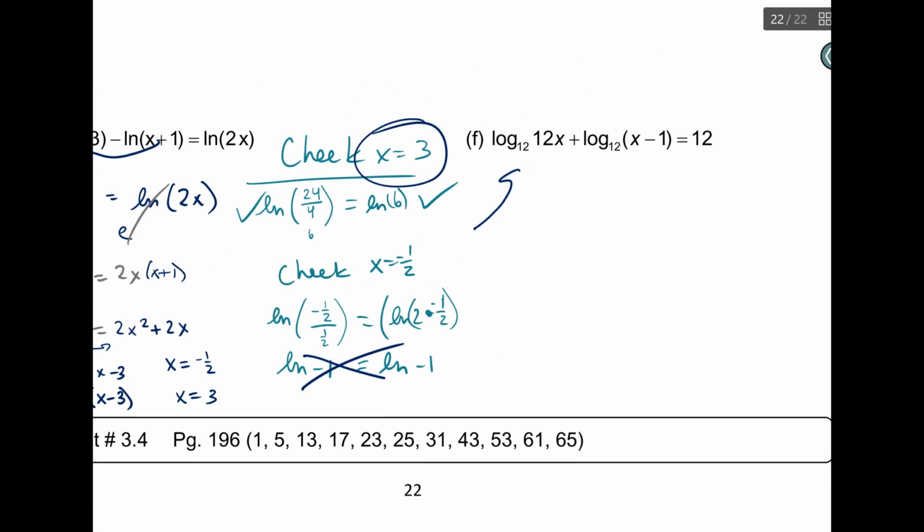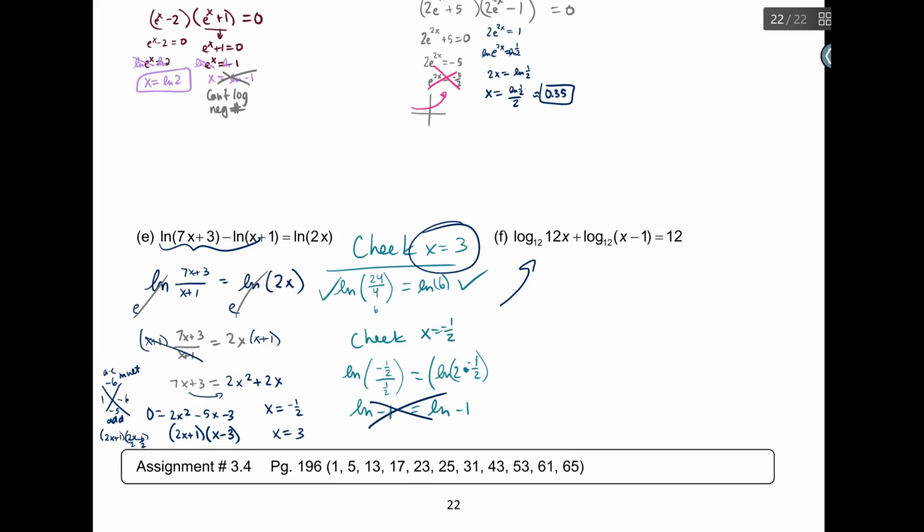And then F is similar to that. Okay, cool, so I ended up doing E, otherwise that's it. Let me know if you have questions.